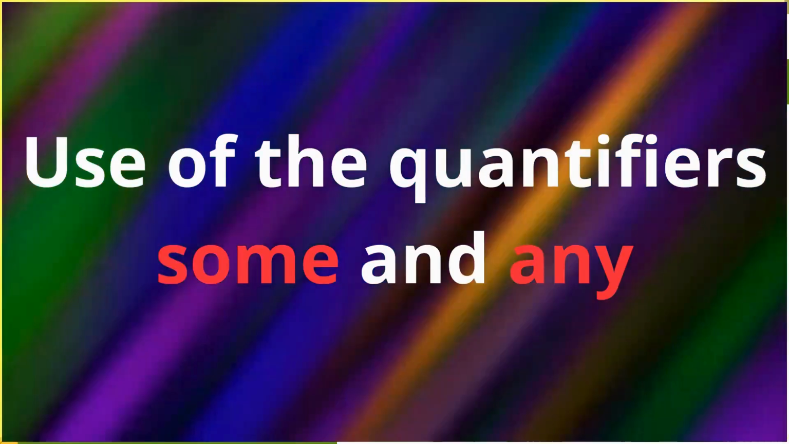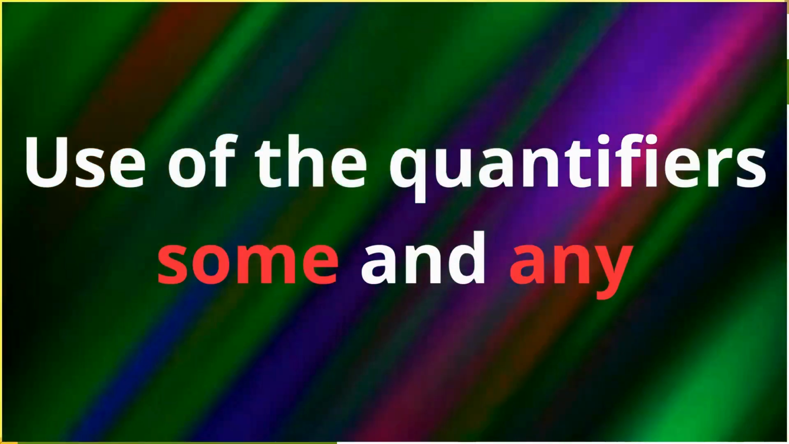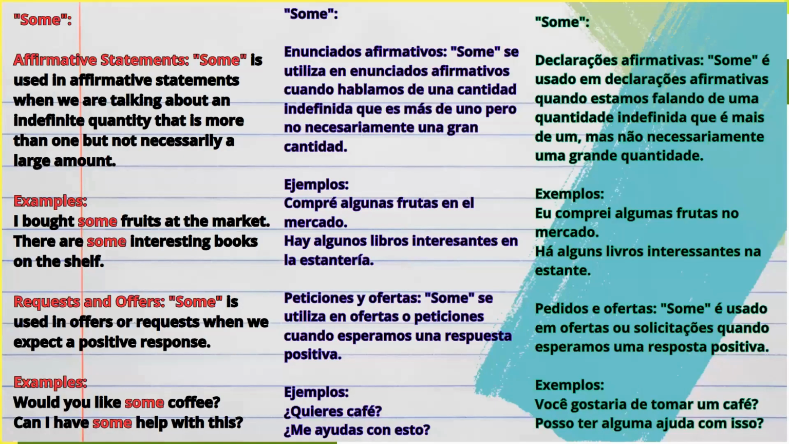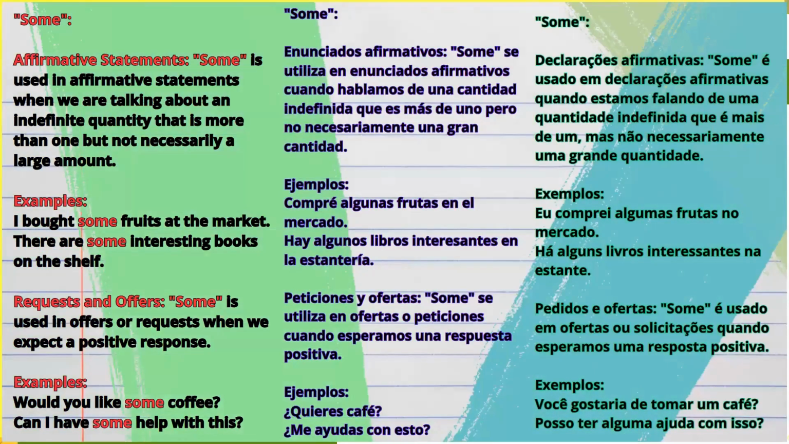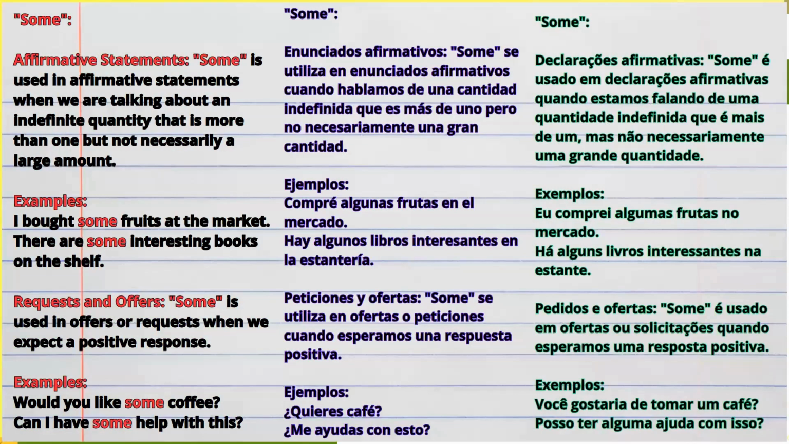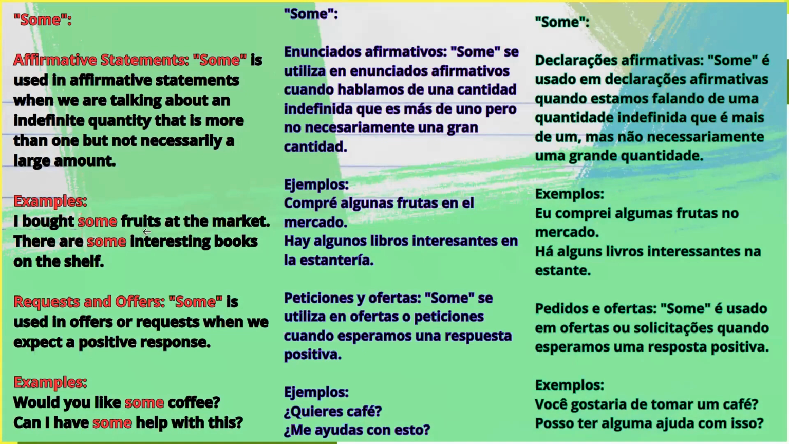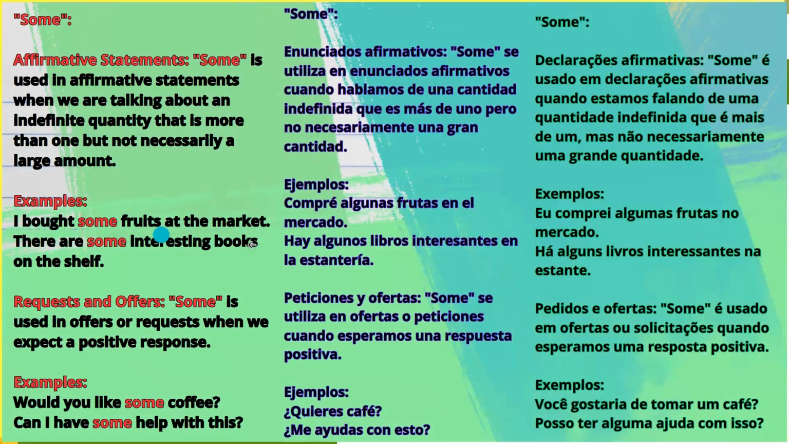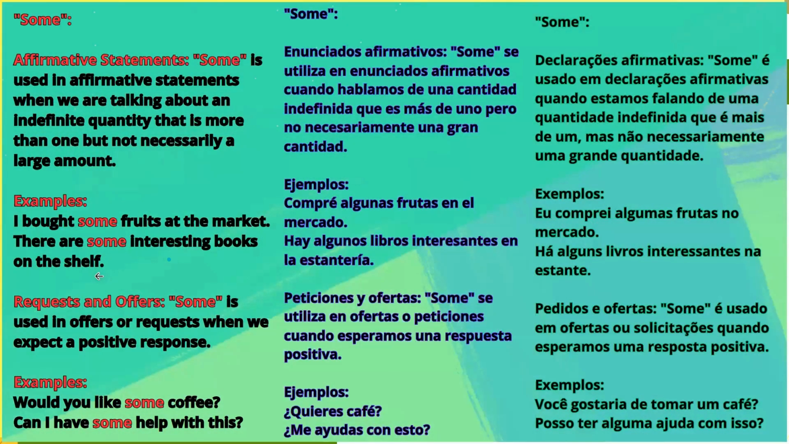Use of the quantifiers some and any. Some. Some is used in affirmative statements when we are talking about an indefinite quantity that is more than one, but not necessarily a large amount. For example, I bought some fruits at the market. There are some interesting books on the shelf.